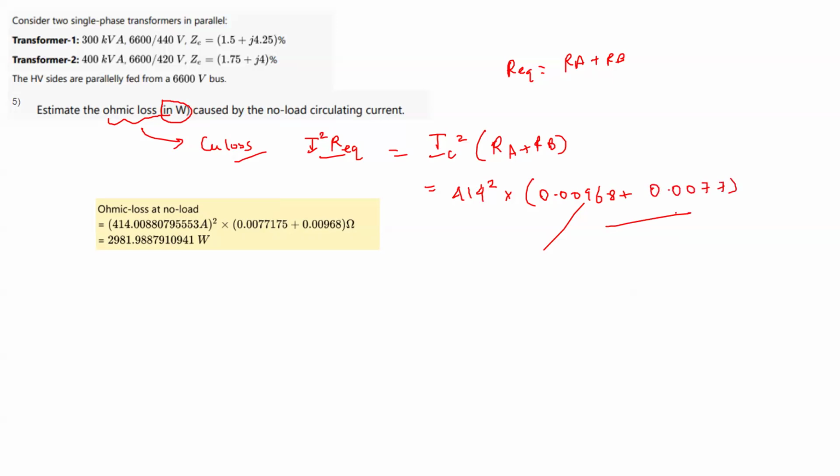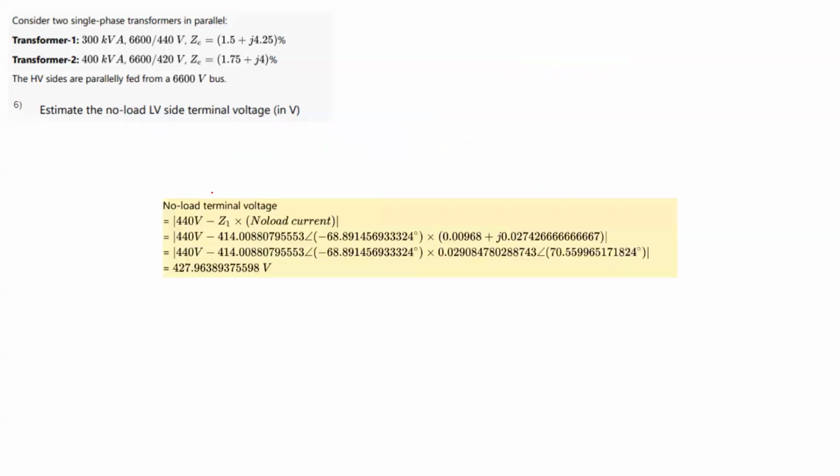Now we move to the next question. Here we have to determine the no load LV side terminal voltage. What does this mean? This is how your transformers are connected.